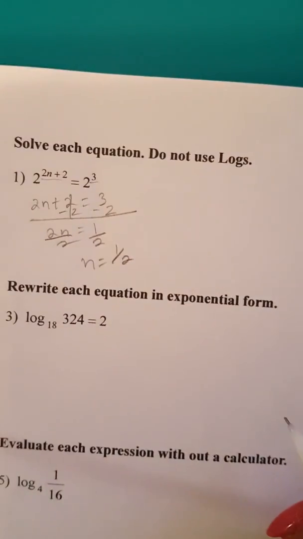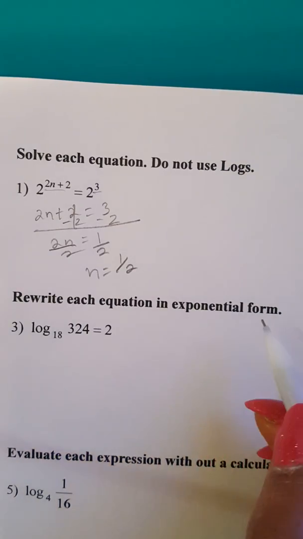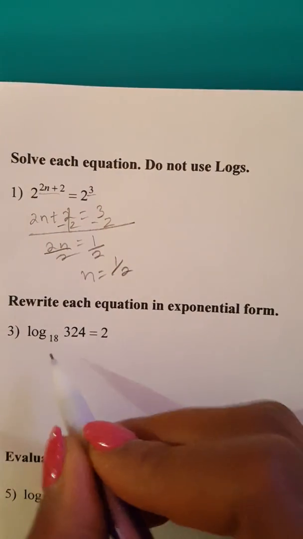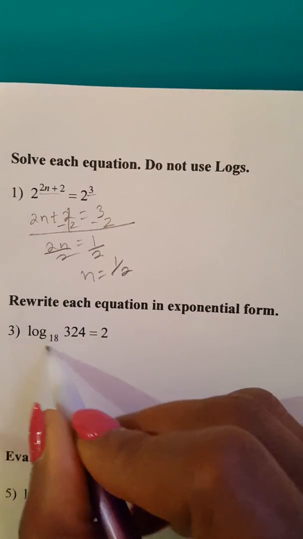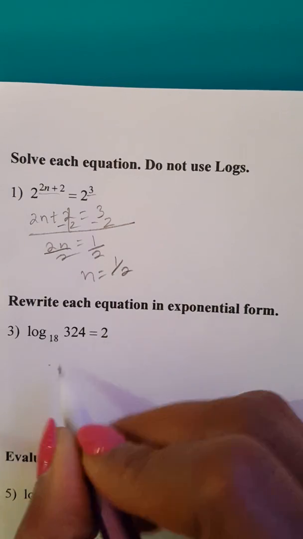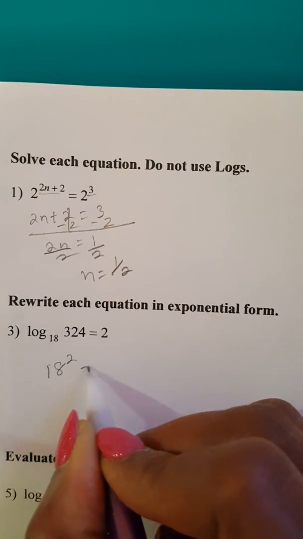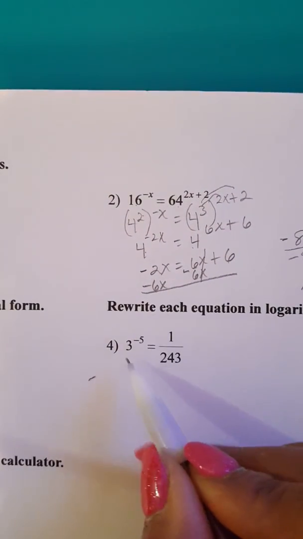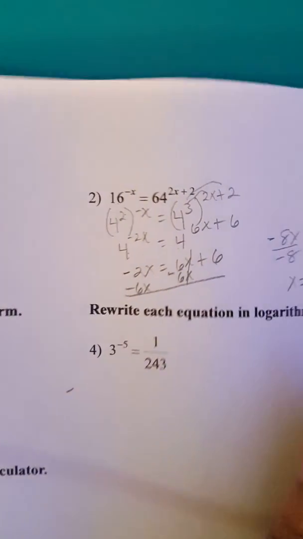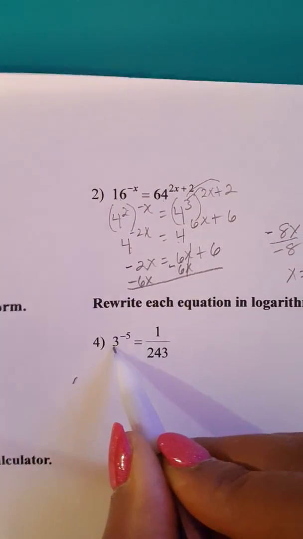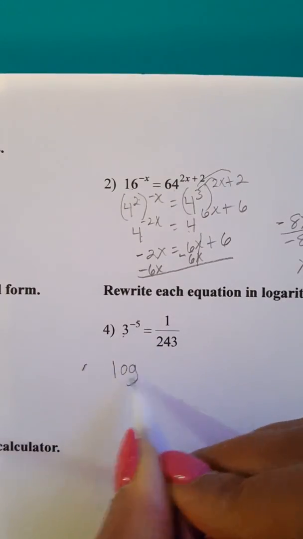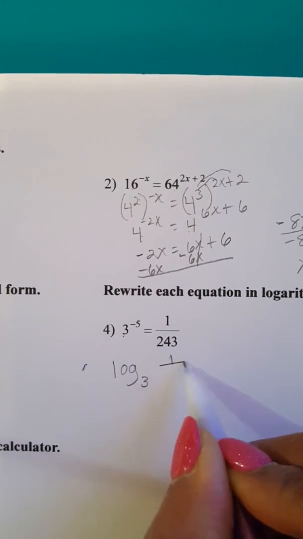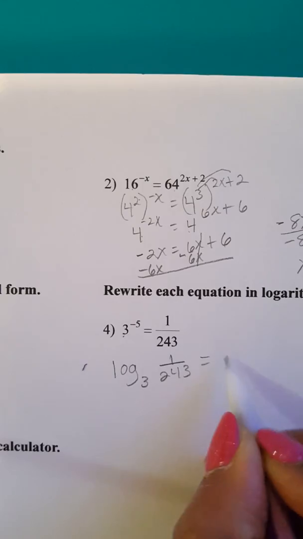Next, we will rewrite each equation in exponential form. All we're doing is rewriting. This is a logarithmic equation. We want to write it in exponential. This is your base, and log is always equal to your exponent. So that's 18 squared equals 324. Here you're given exponential, and we want to write it as a log. Here's your base, and when you write a log, it's going to be equal to the exponent. So log base 3 of 1 over 243 equals negative 5.